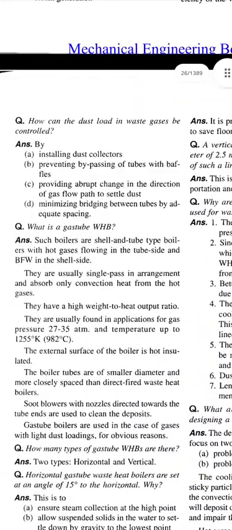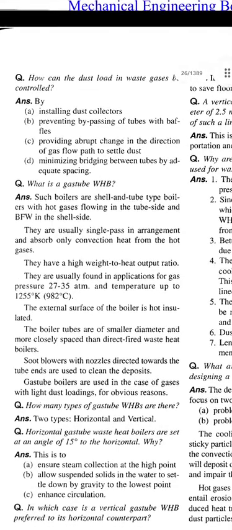Next question. How can the dust load in waste gases be controlled? Answer: installing dust collectors, preventing bypassing of the tubes with baffles, providing abrupt change in the direction of gas flow path to settle dust, minimizing bridging between tubes by adequate spacing. What is the gas tube waste heat boiler?